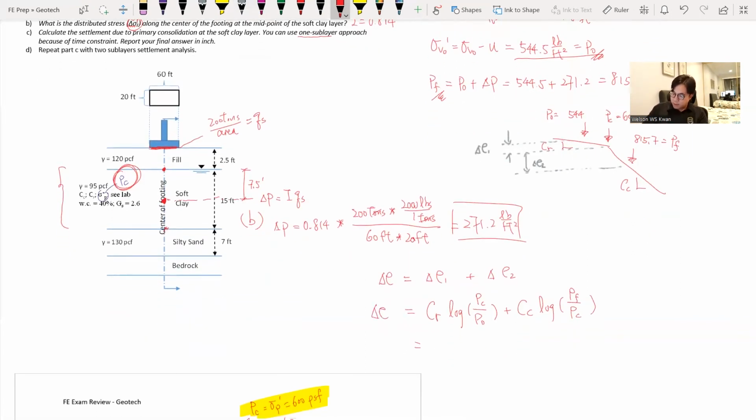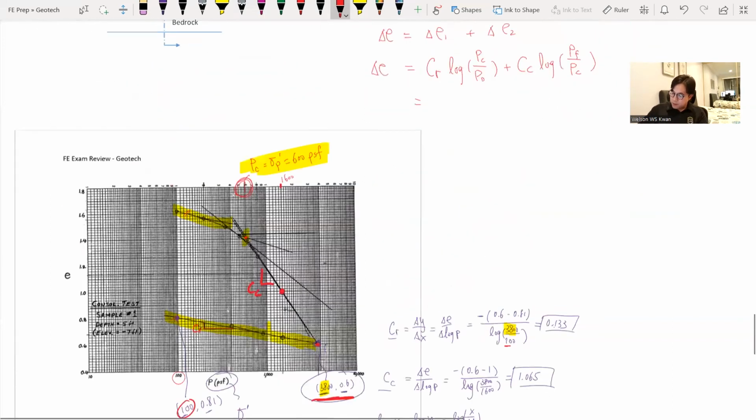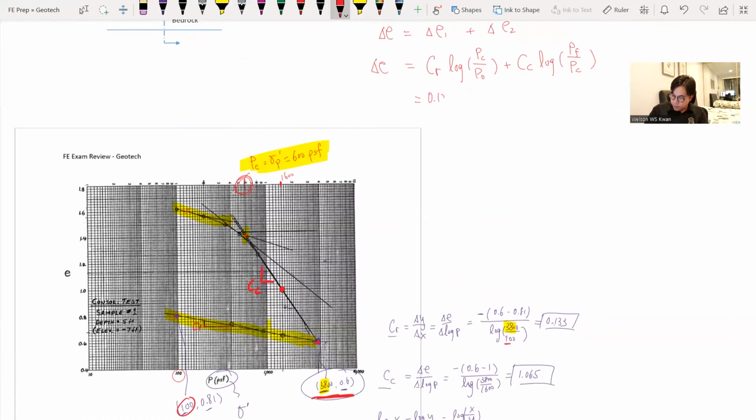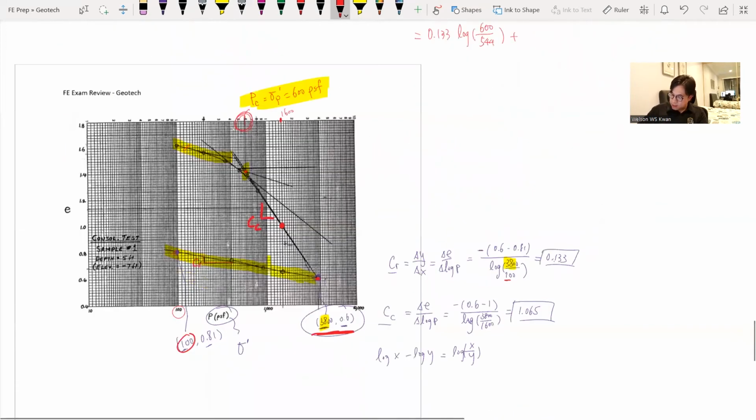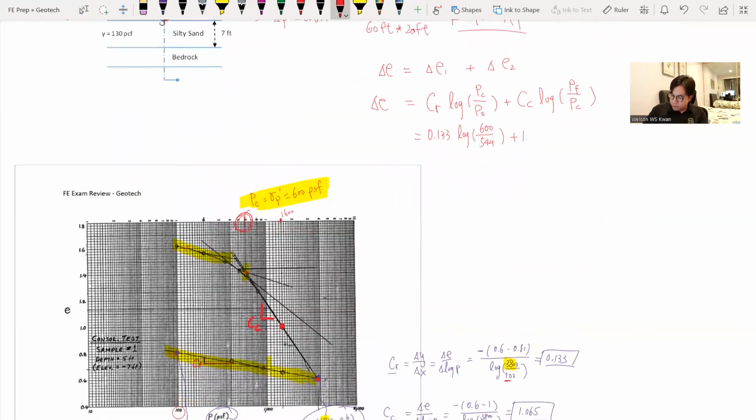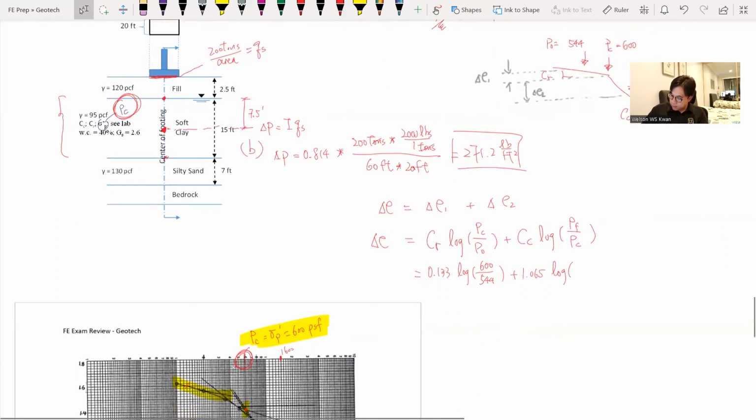And if we plug in the numbers, C sub R, we found previously, is 0.0133, and then P sub C we find out is 600 from the lab test results again, and P sub naught is 544, and the C sub C, given the case, is 1.065 times the log of the final stress 815.7 over P sub C 600. We plug in all those numbers, and the delta E we have is 0.148.